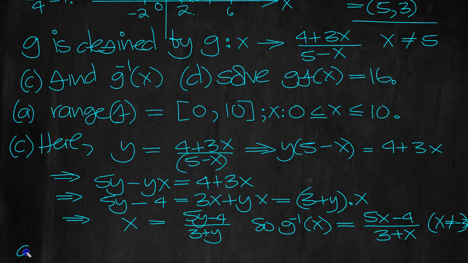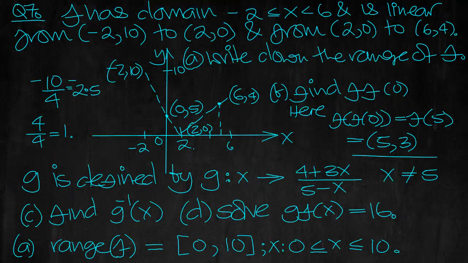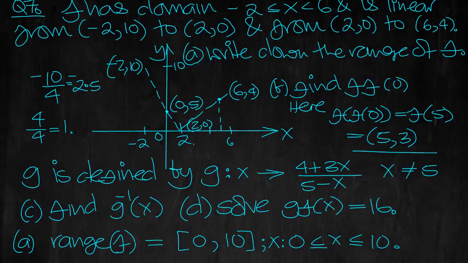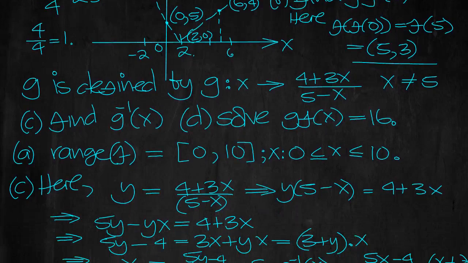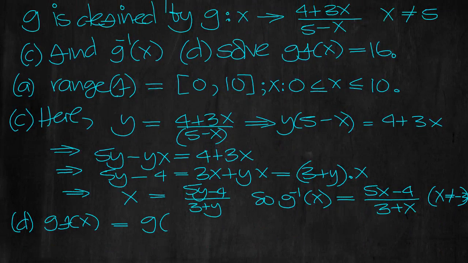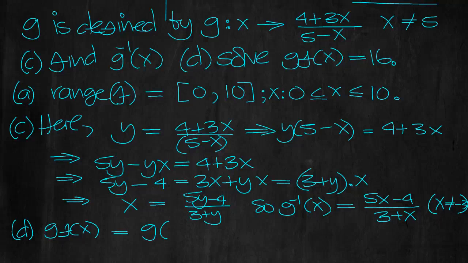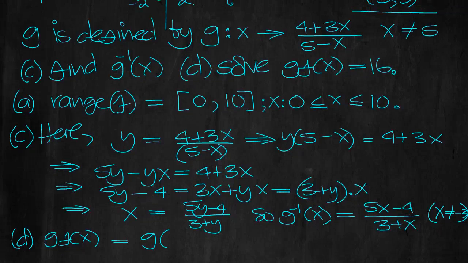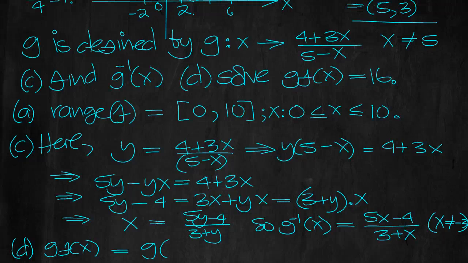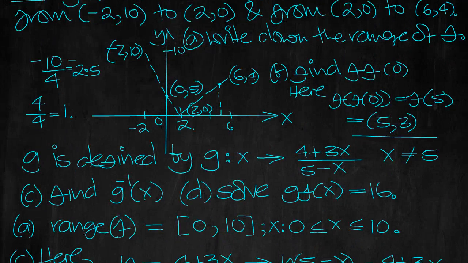D. Let's solve the equation then. g f of x equals 16, which is g of f of x. Now f of x equals 16. Right, f of x. G to the minus 1. So when does it equal 16?